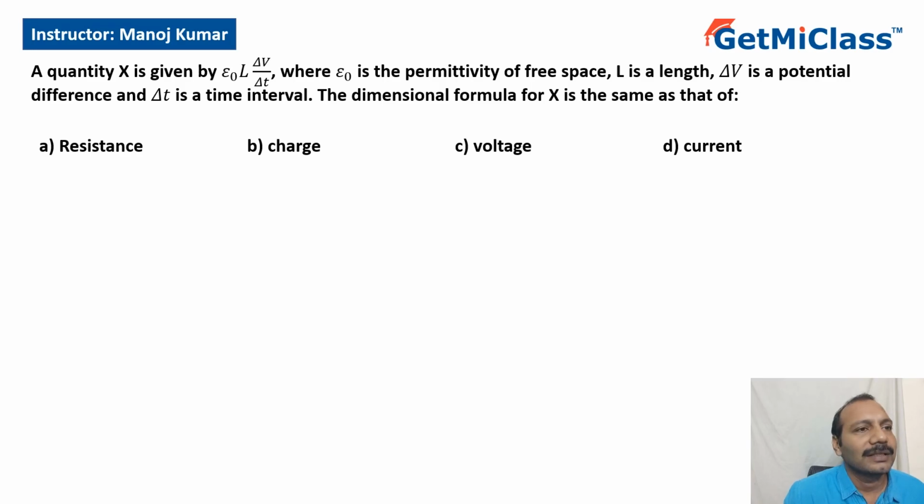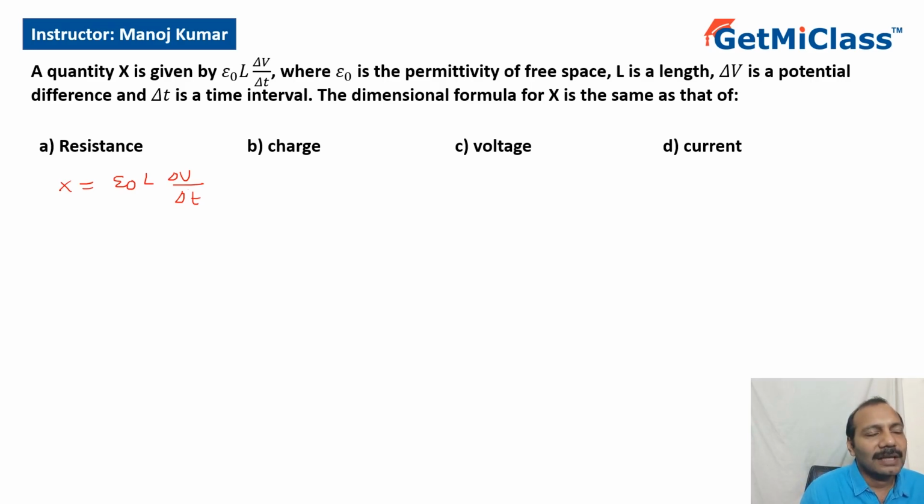So I need to find what are the dimensional formulas of x. So what is x given by? Here x is given by x equal to epsilon naught L delta V by delta T, where L is length, delta V is potential difference, and delta T is time interval. So let's try to find out what are the dimensions of epsilon naught.